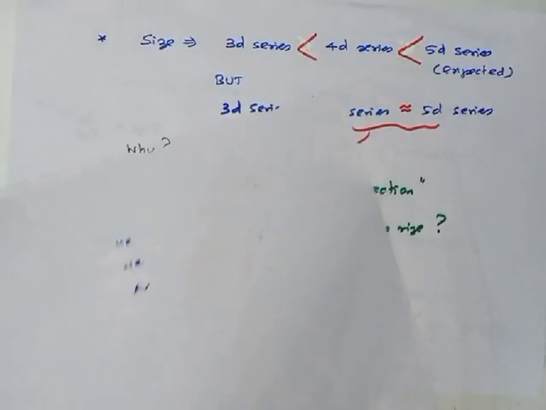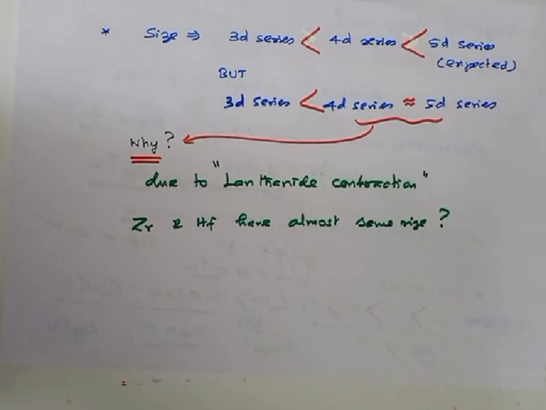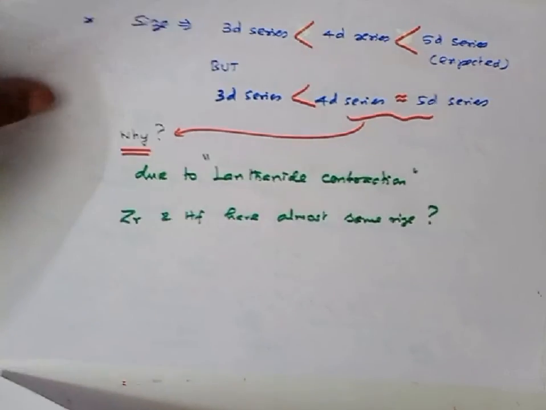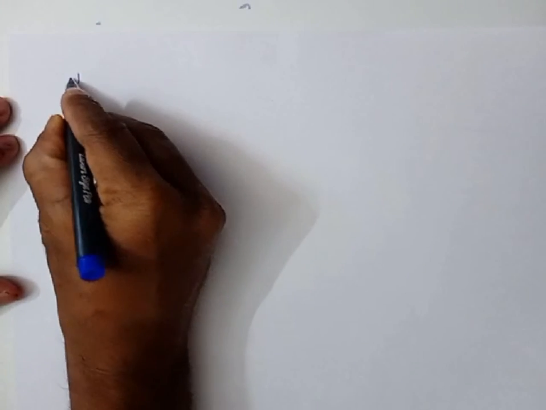Now we'll take the size of the ions, how the size of an ion varies. Ionic radii.